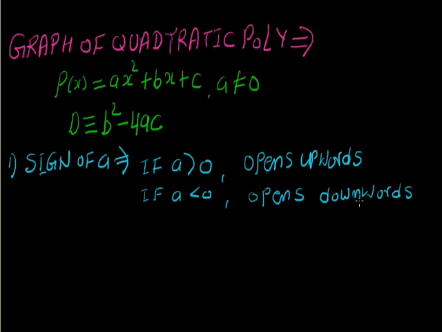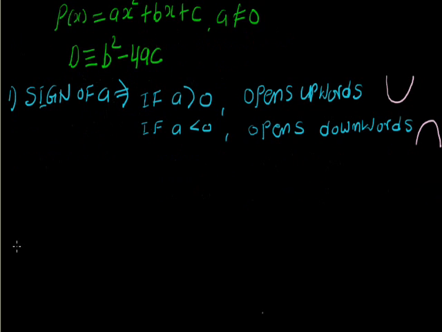If we graphically represent these two situations, if the graph opens upward, it will look like this. If it opens downward, then it will look like this. These are the two forms of the parabola. Next we move to how the graph depends on the sign of c.